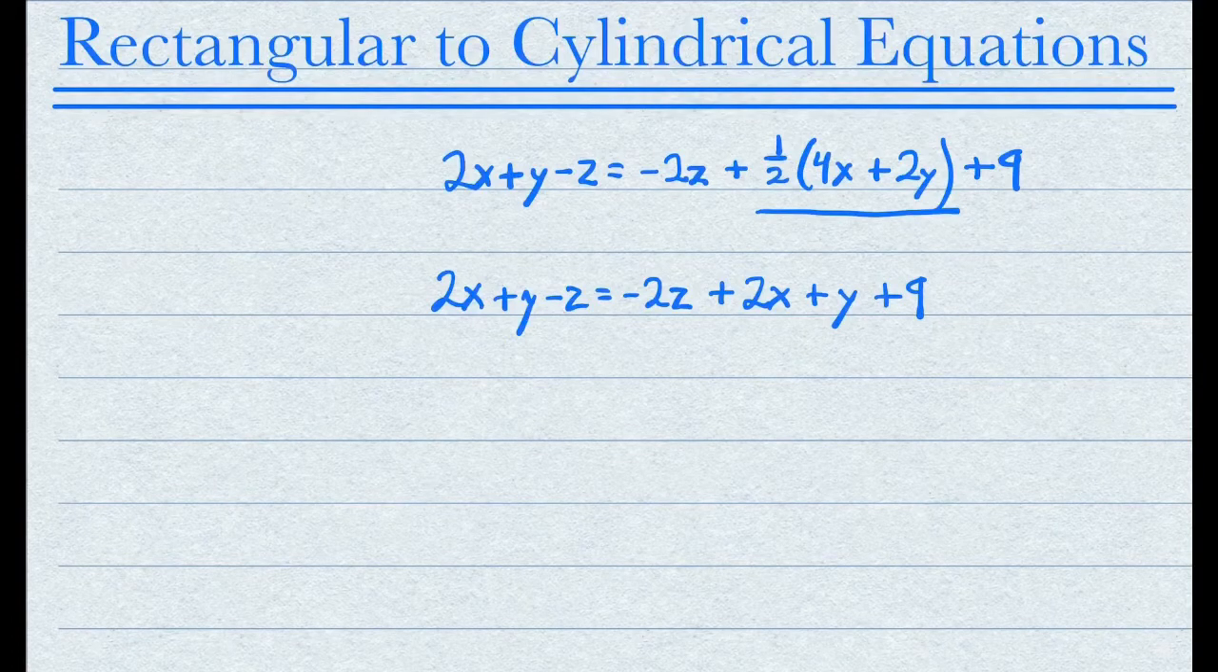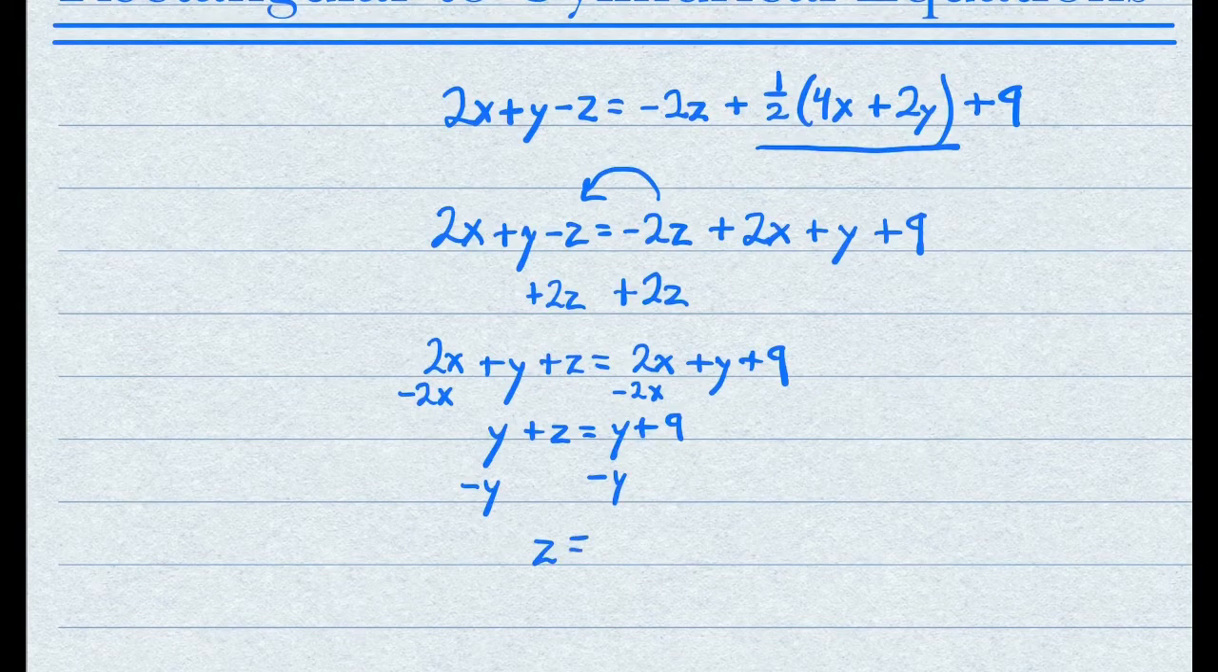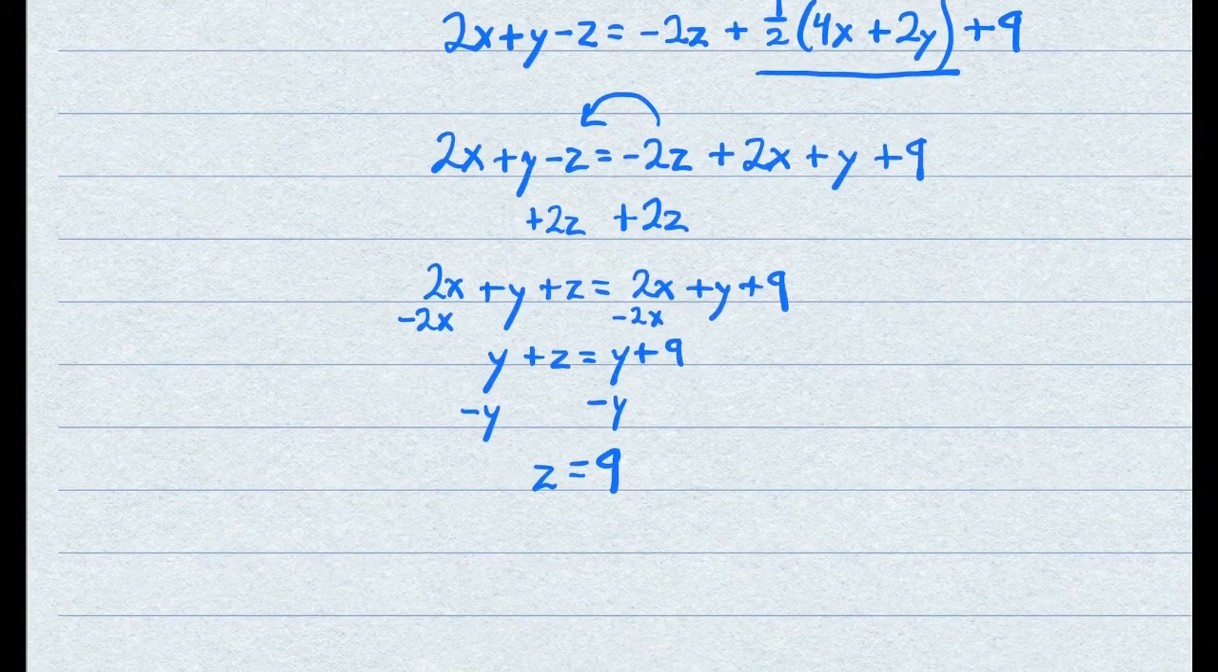And now we're going to bring all the variables onto the same side. Well, let's just go ahead and move them all to the left. So here, we'll start with this. I'll add 2z to both sides. Now I'll subtract 2x from both sides. And now I'll subtract y from both sides. So we're left with z equals 9. Now, that's the simplified version of this.